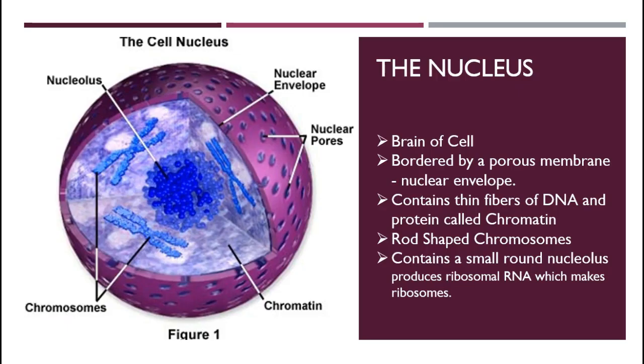The nucleus is the brain of the cell. It's bordered by a porous membrane, the nuclear envelope. It contains thin fibers of DNA and protein called chromatin. It has rod-shaped chromosomes, and contains a small round nucleolus, which produces ribosomal RNA and makes ribosomes.